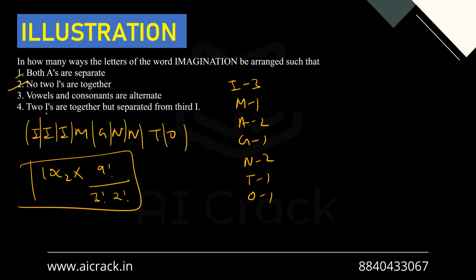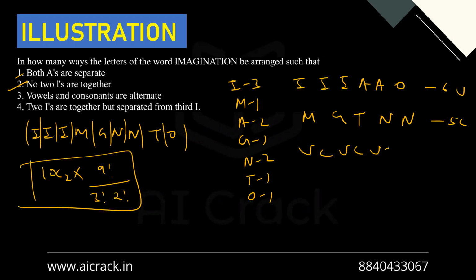Okay. Now the third one is vowels and consonants are alternate. So we have I, A, and O. These are the vowels, and the consonants are M, G, T, N. Okay. So we have 6 vowels and 5 consonants. Now we have to make consonants and vowels alternate. So if we start with a vowel, then we'll have V, C, V, C, V, C, 1, 2, 3, 4, and V, C, and V. So this is how we are going to write it, right?